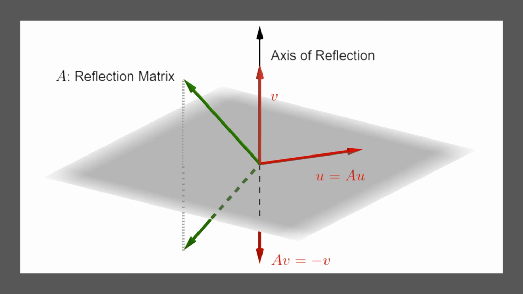What about reflections? Vectors U in the reflection plane remain unchanged while any vector V in the axis of reflection flips. The axis is the eigenspace of -1 and the plane is the eigenspace of 1. Indeed, any 3D reflection can be represented by a matrix having 1, 1, and -1 on its main diagonal and zeros elsewhere.